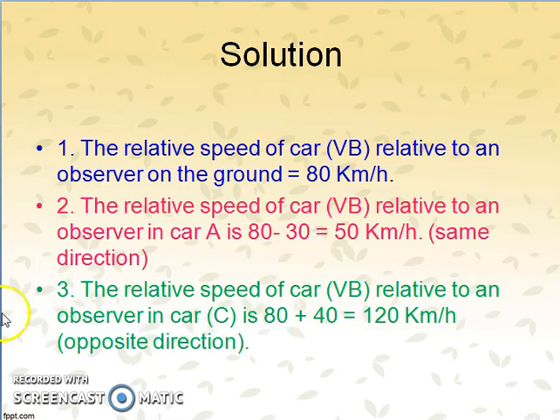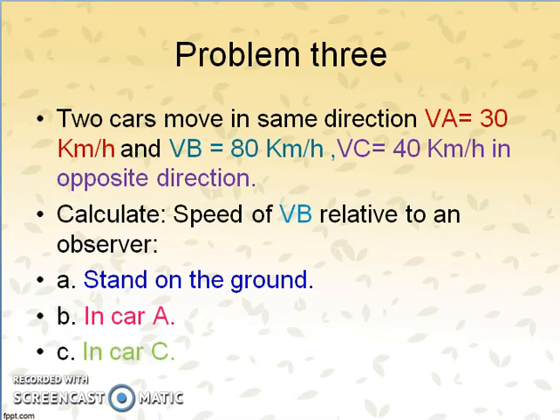So in this case, guys, the relative speed of car VB relative to an observer in car A will be 80 minus 30 equals 50 km. Why? Because VB is 80 km minus VA, which is 30 km, so 80 minus 30 equals 50 km.